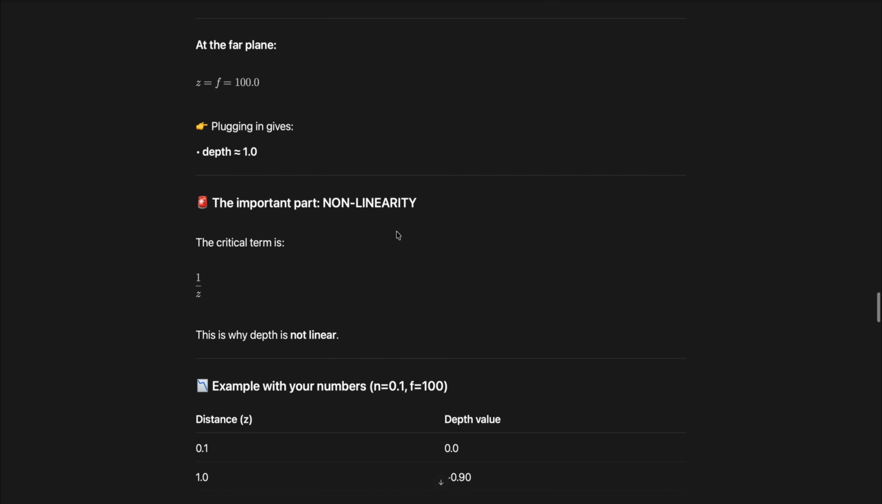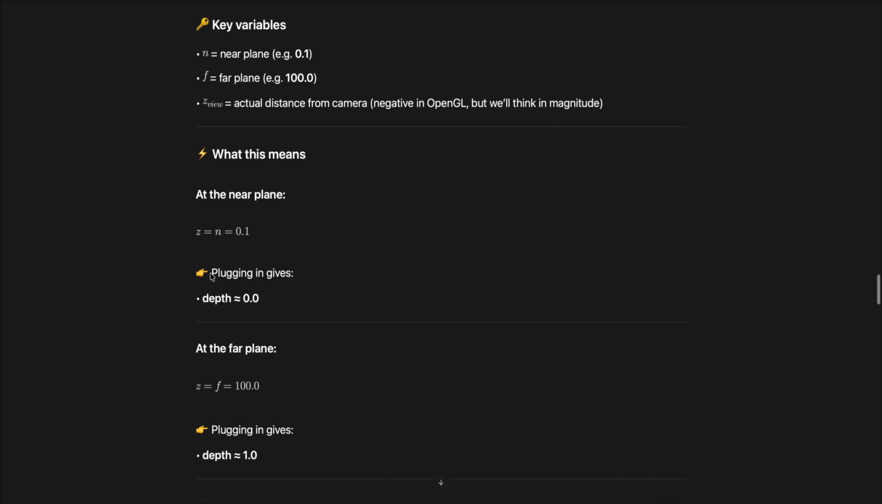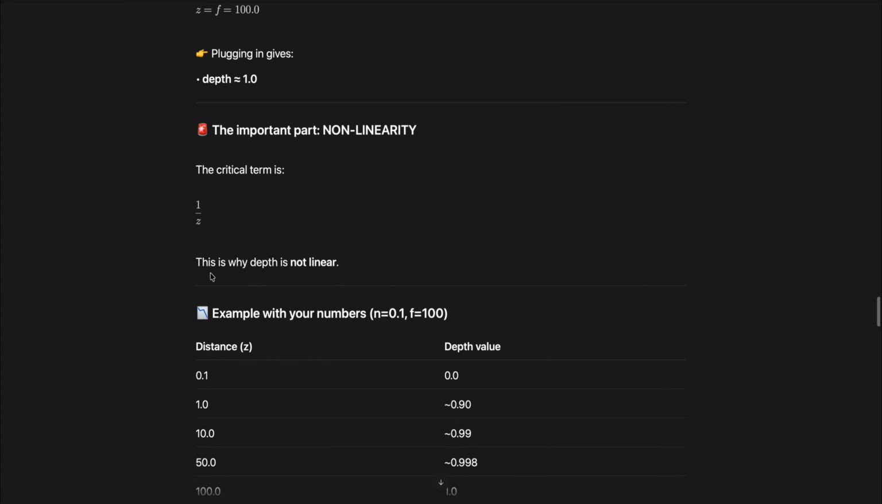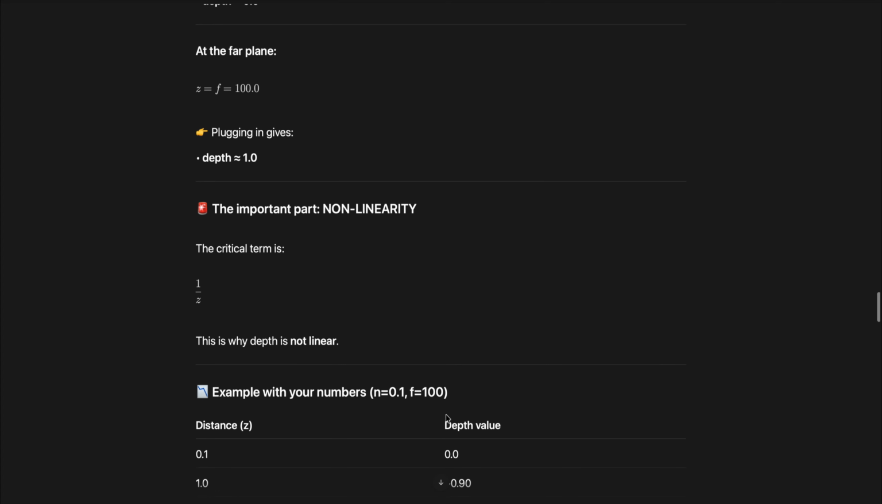The important part is non-linearity. The critical term is 1 over Z. This is why depth is not linear. Example with numbers: at 0.1 as the distance, the depth value is 0. At 1, it's this. At 10, it's that. And as we get closer to our maximum value, we get 1, right? So it's a plug and play kind of thing.